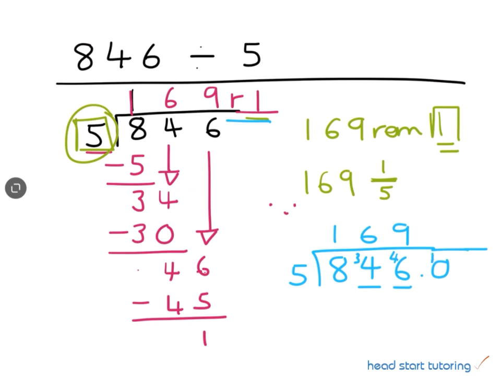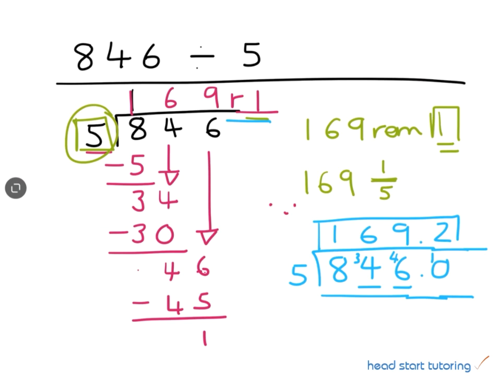So we are now going to carry that 1 over to our 0, which doesn't at all change the value of our number. 846, or 846.0, or 846.000, they're all the same numbers. This 0.0 is just a placeholder, and it's helping us find out what this answer would be as a decimal. So then we just bring up our decimal point and we say 5 into 10 fits twice. So now we can see that 169.2 is another form of our answer.